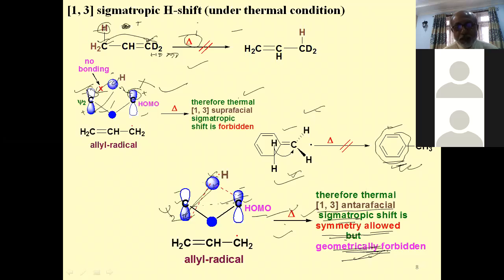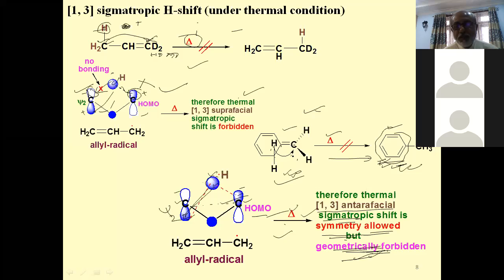But if we have a system like this and we just heat it, it does not go there. Though the product is more stable than this one, we don't get the product. Why? Same reason. If it has to go, this migration has to take place from this side, that means from the top it has to migrate to the bottom. So there will be a transition state involving how many atoms? 1, 2, 3, and 4. A 4-atom transition state will be there.